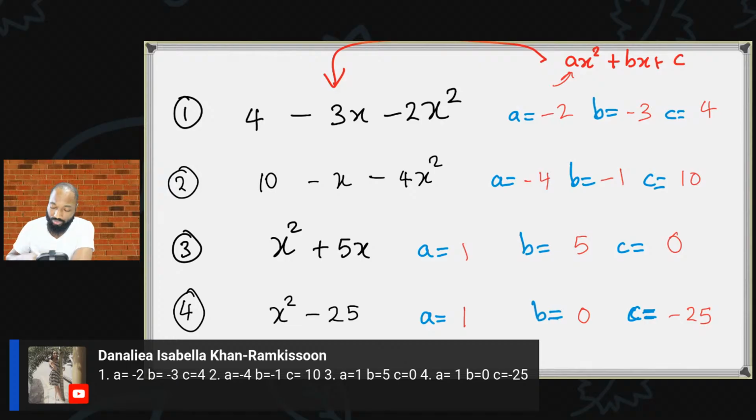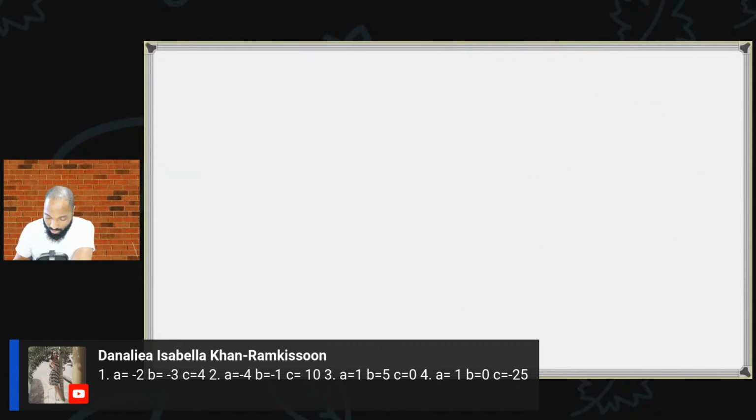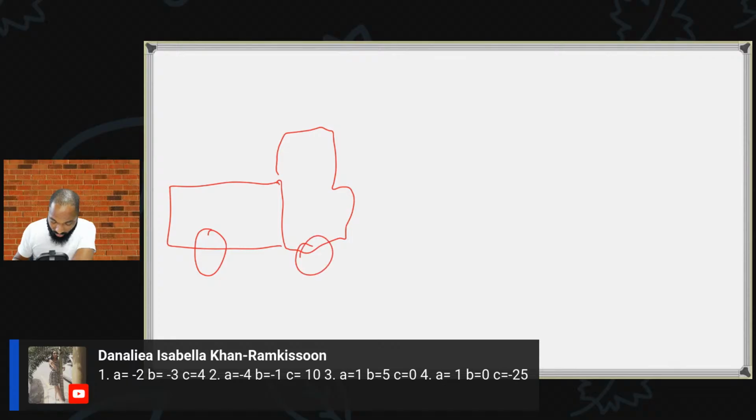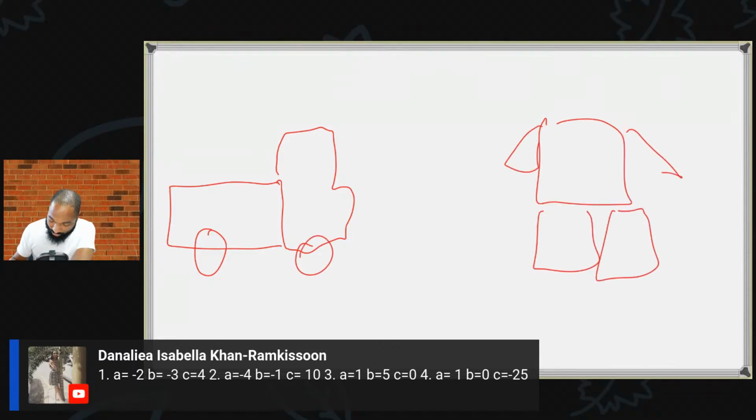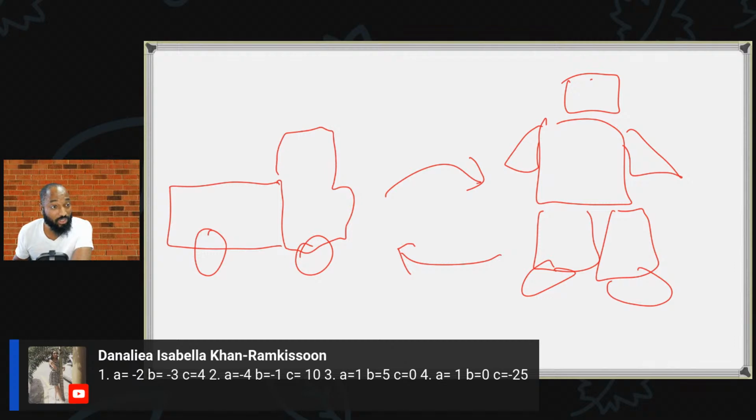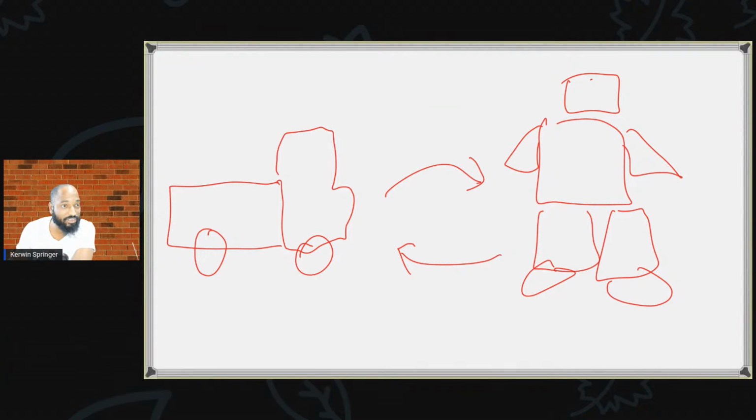So let's continue. Just like the Transformers that we're trying to draw here, a truck. The Transformers could be in a truck, and then they could be in Optimus Prime, the robot form. They could transform between forms. Quadratics can appear in two different forms.